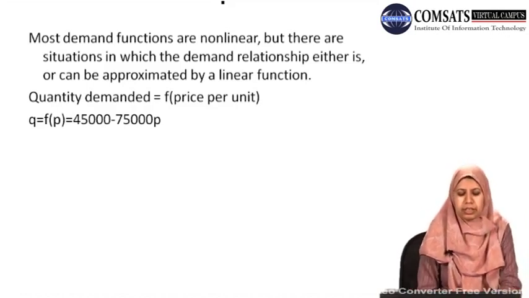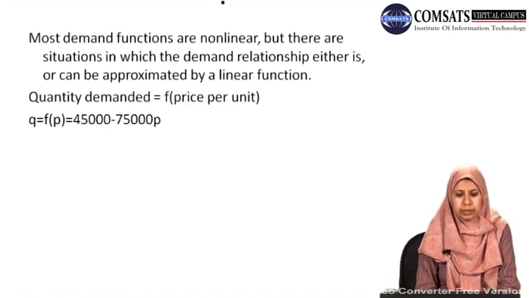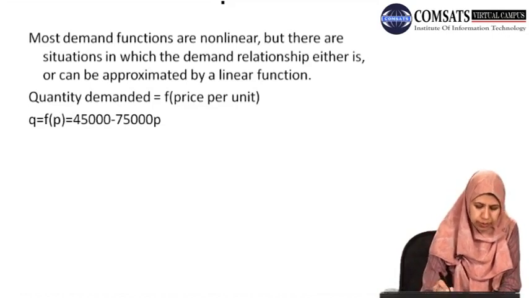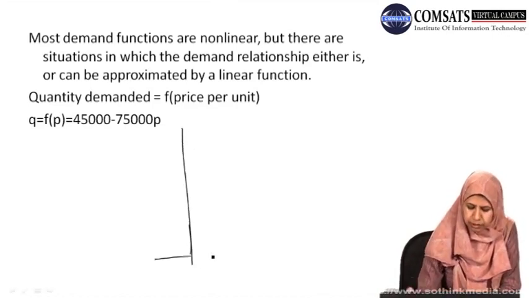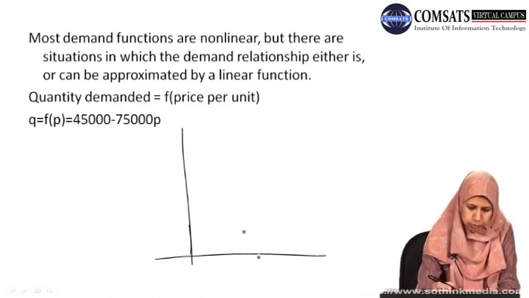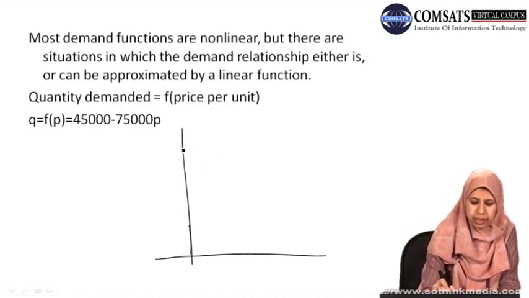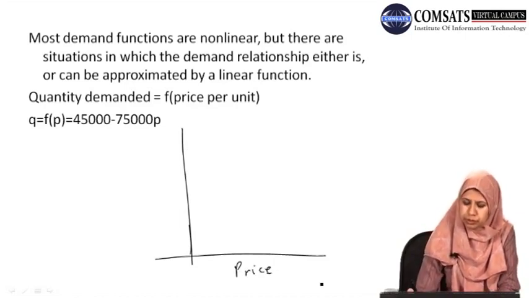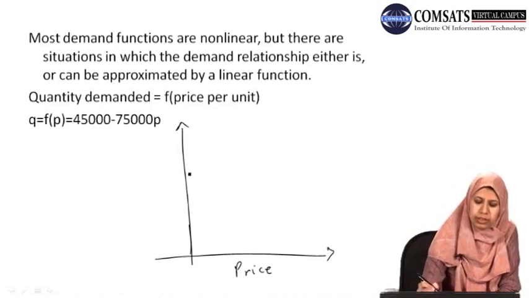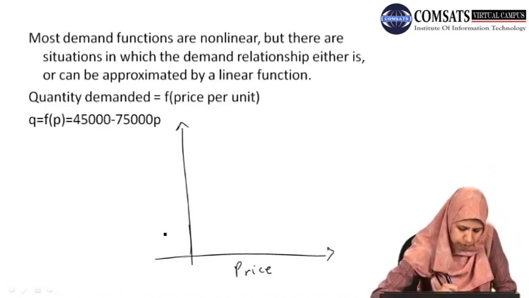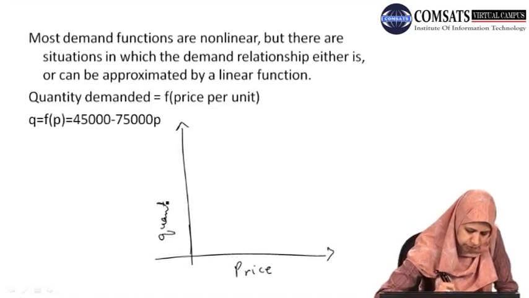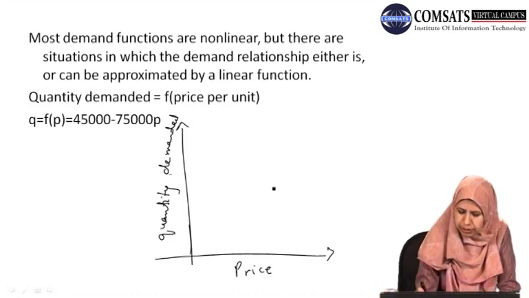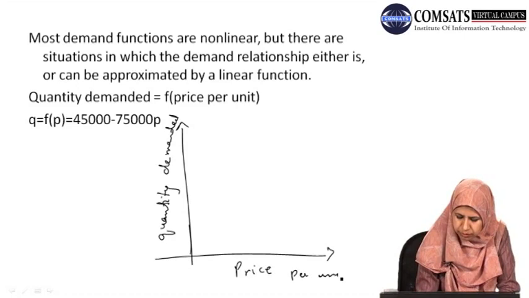And since we have said that these two variables, quantity and price, are inversely proportional to each other, the graph in this case will be as follows. Price is the independent variable, so it will be shown on the x-axis. The y-axis is the quantity demanded, and the x-axis is the price per unit.